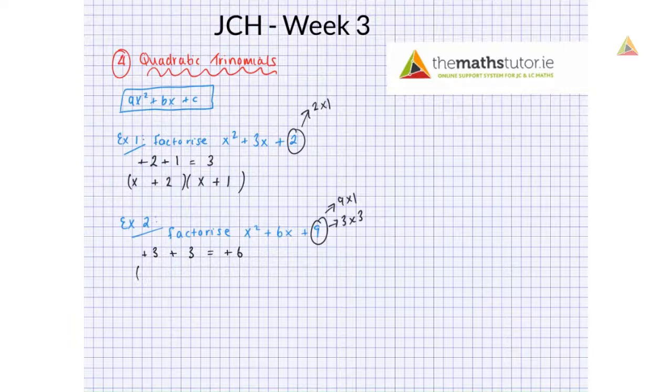Then we're going to open up our brackets. We're going to put x in the first, x in the second, and we're going to put plus 3 with the first and plus 3 with the second. And that's it factorised. We're going to go on to example 3 now.